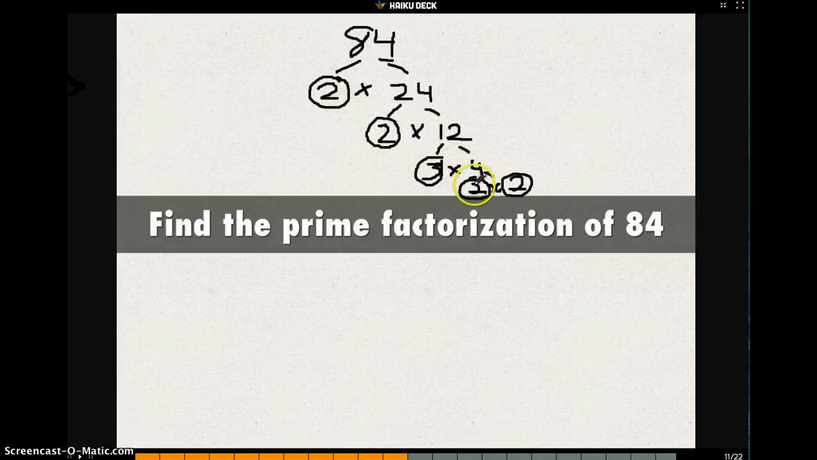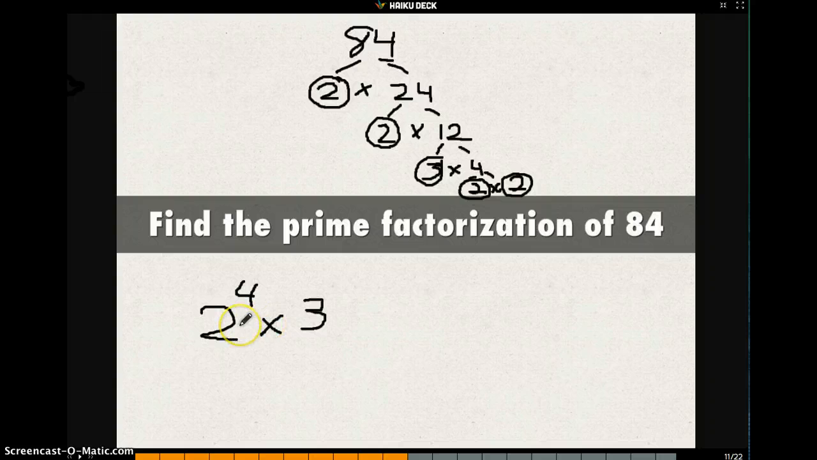1, 2, 3, 4. So we're going to start with our lowest number, which is 2, and we're going to write it in exponential form. So we have 2 to the 4th power. So we have 4 2's times 3. And we've used all of our numbers up here. So this is written in prime factorization form. So 2 to the 4th power times 3.